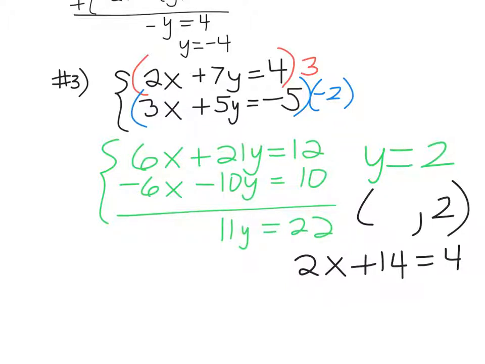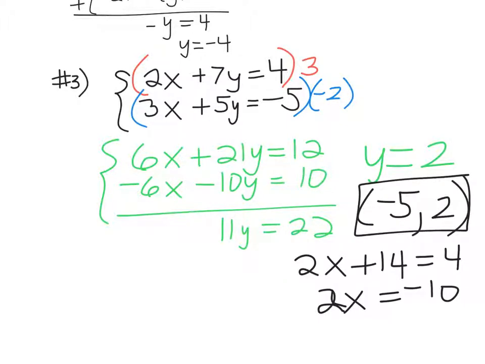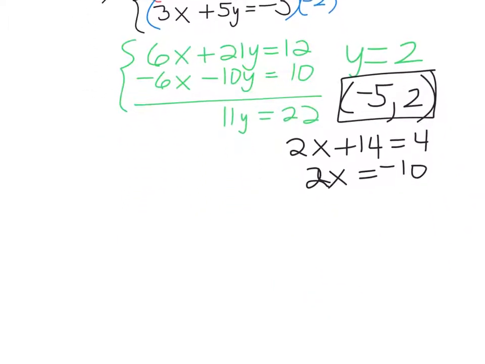Are you getting that good at math? Yeah? I know, right? Maybe like -5? Yes, that's great. If you can't, that's okay. Subtract 14 to the other side. Divide by 2. x is -5. So there you go. Those two lines intersected in that point, -5, 2. Subtract 14 first, then divide by 2.